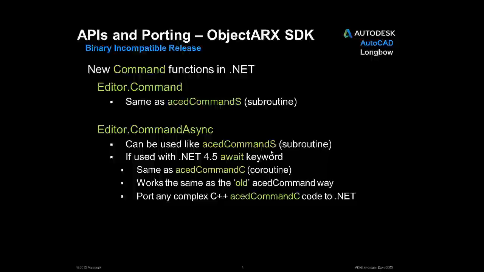Okay, about .NET. I think the most exciting new API in the next AutoCAD is the .NET versions of ACED command. This was not possible before because AutoCAD uses fibers, and the .NET framework does not support fibers. So we have the new APIs, synchronous and asynchronous versions of ACED command in the next AutoCAD. Now, the .NET developers can get the same benefit as the ObjectARX developers.